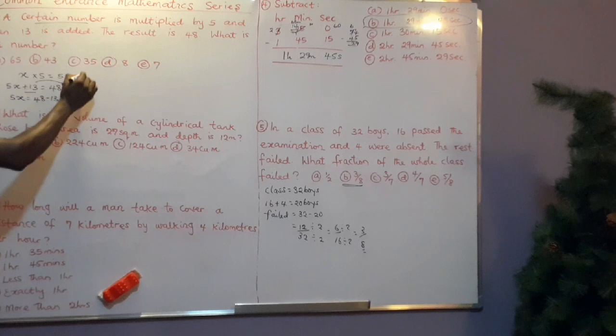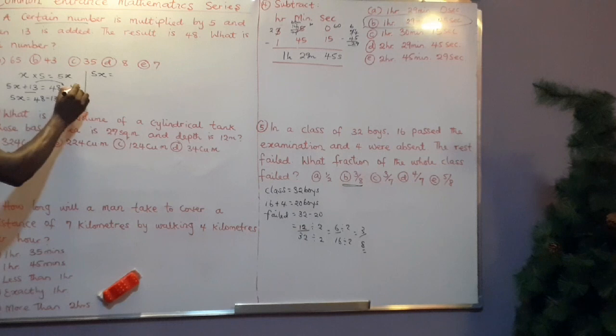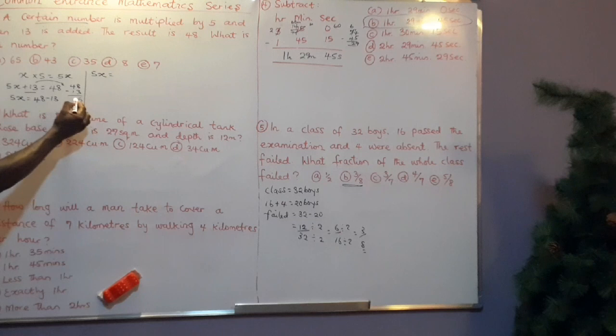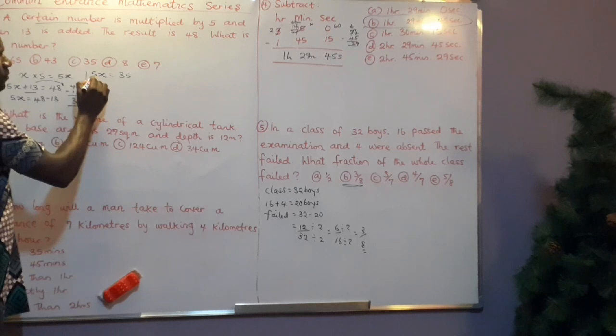So if 5x is equal to 48 minus 13, let's just do it here. 48 minus 13. 8 minus 3 will give us 5, 4 minus 1 will give us 3, okay? So 5x is equal to 35. To get x, you divide both sides by 5, okay? So divide this side by 5, divide this side by 5.